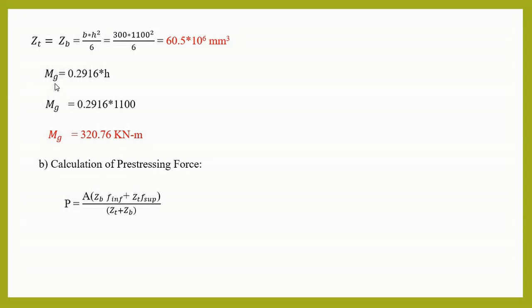Next is mg. mg was in terms of H. Now we know H value, substituted, we will get mg as 320.76 kilonewton meter. Don't forget the notation. mg stands for moment due to dead load. Next calculation is calculation of pre-stressing force. The pre-stressing force formula is P equal to A into (ZB into F inferior plus ZT into F superior) whole divided by ZT plus ZB.